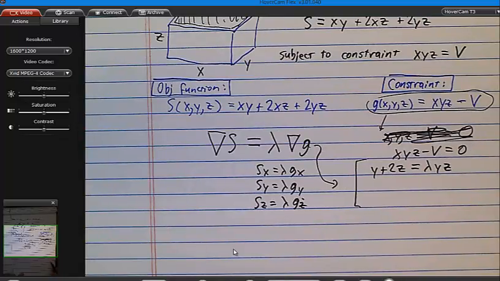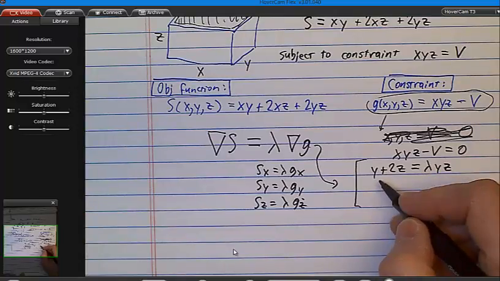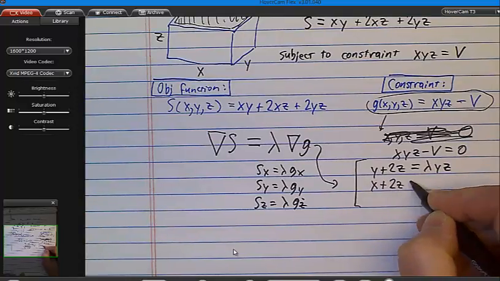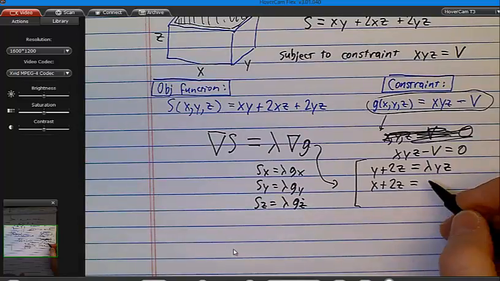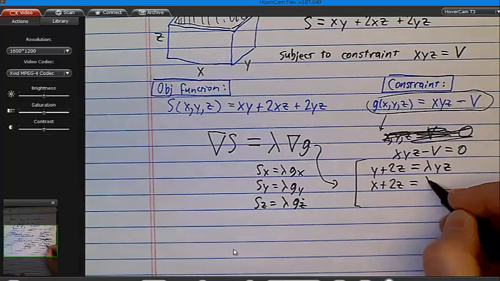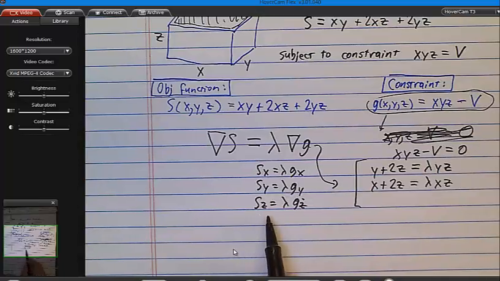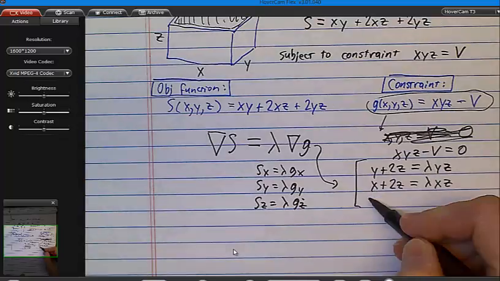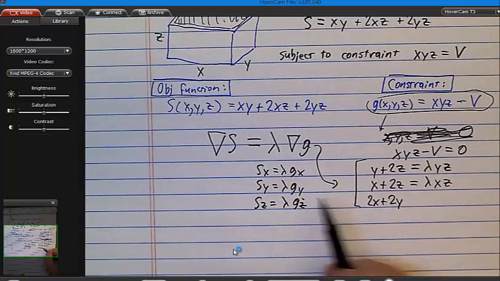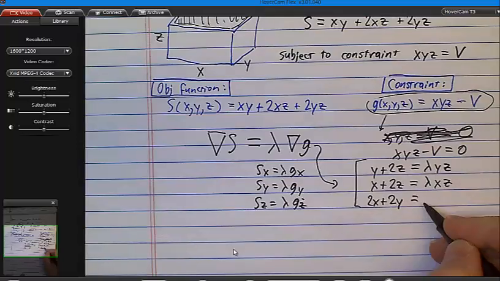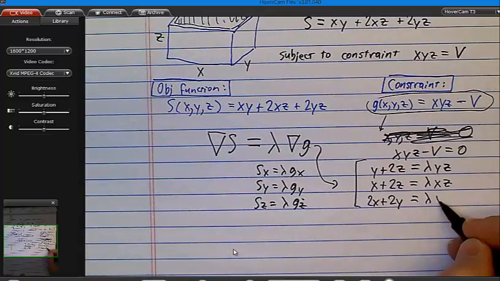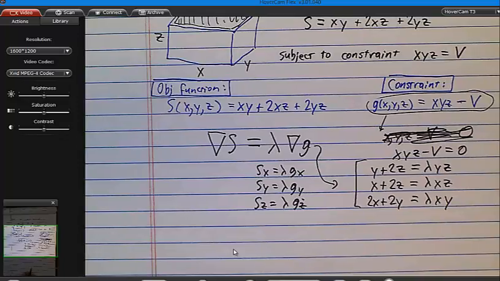And you can do the same thing for Sy, and you get x plus 2z is equal to, well, gy would be xz, so this is lambda xz. And then the last equation I get, Sz equals lambda gz. So that means, let's see, what's Sz going to be? 2x plus 2y. Yes, 2x plus 2y, right? Is equal to, and this would be lambda xy. Okay.